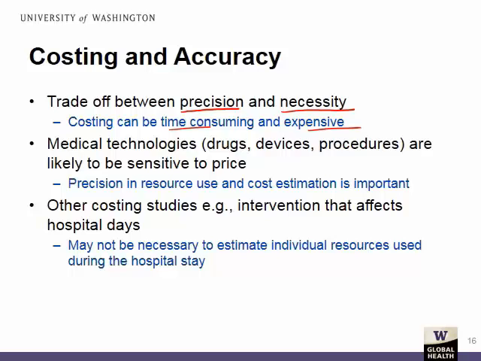But in other studies, for example, an intervention that affects hospital days, you may not need to estimate individual resources, and you can just go maybe to the WHO website and get an estimate of a hospital day, because that's unlikely to be price sensitive. So if you plan to do your own study, you have to be careful about spending a lot of resources trying to get a precise estimate of cost, and that consideration will depend on the question you're trying to answer.